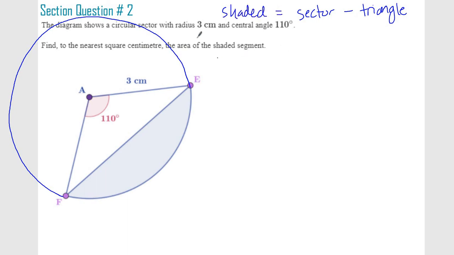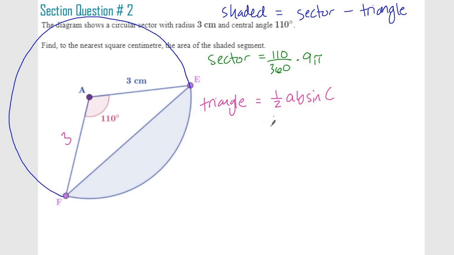All right, so let's find our sector first. The sector is going to be 110 degrees out of 360 times the whole thing, whose radius is 3, so that's 9 pi. Then our triangle. The area of a triangle: we have an angle, one radius is 3, so that side is 3, and that side too. So we do 1/2 ab sine C, so 1/2 times 3 times 3 times sine 110.